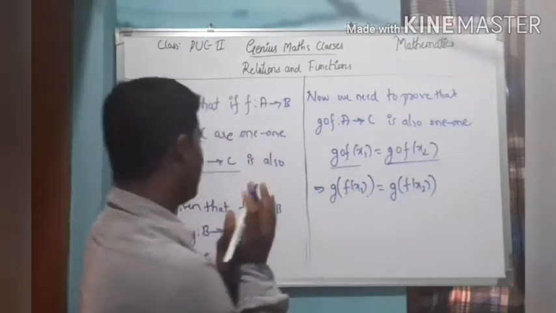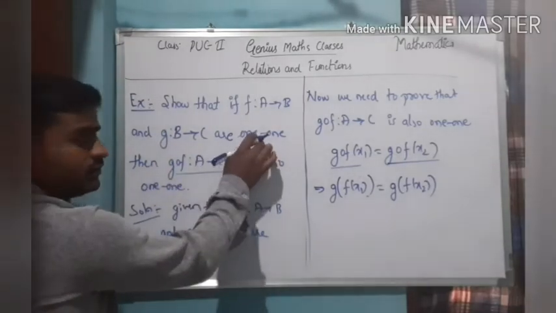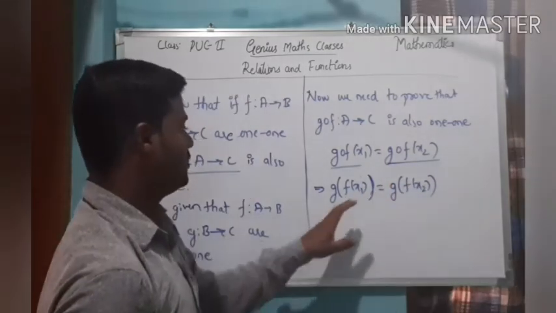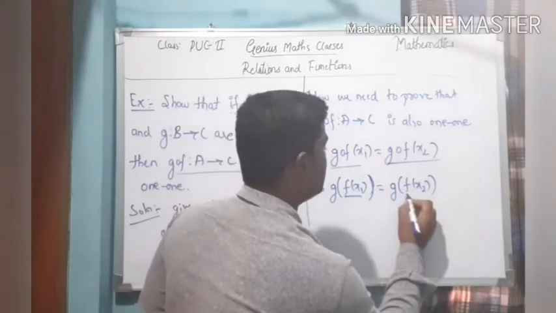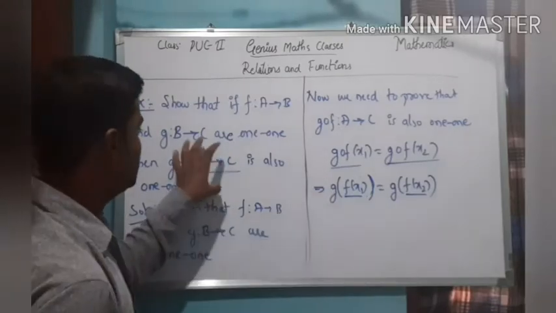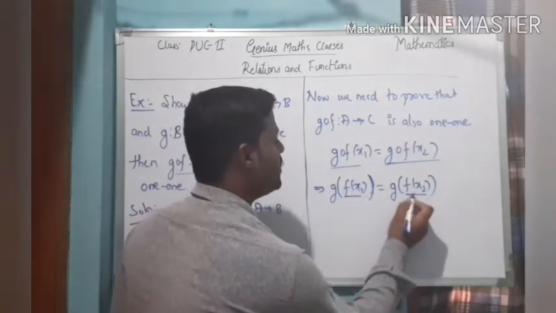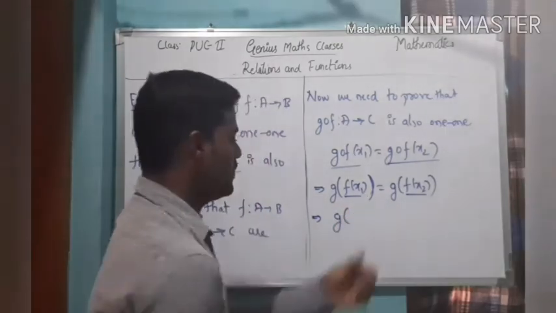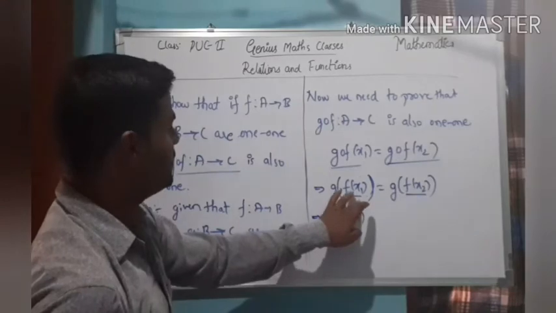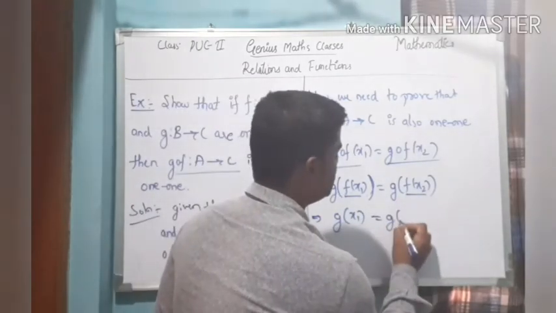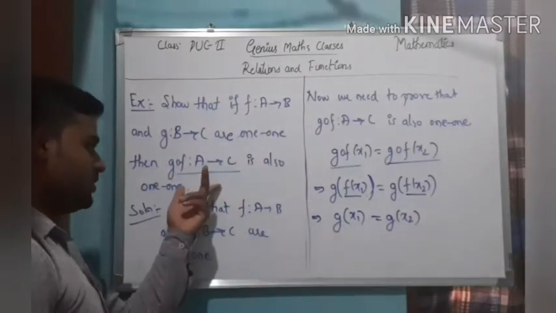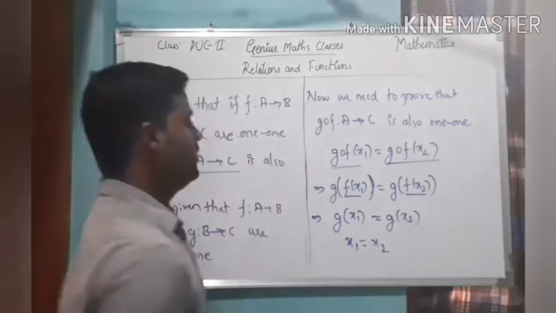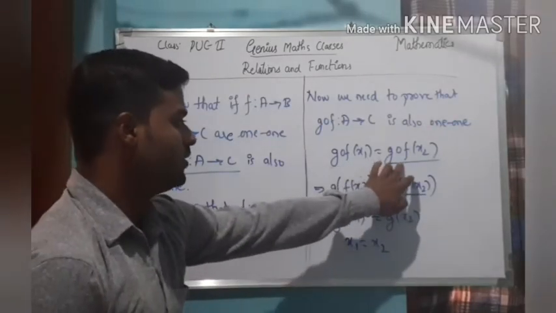We know that g is a 1-1 function, given, and therefore this implies f of x1 equals f of x2. f and g both are 1-1 functions. Now since f is 1-1, this gives x1 equal to x2. Why? Because f is 1-1. Again g is 1-1, and therefore x1 equals x2.